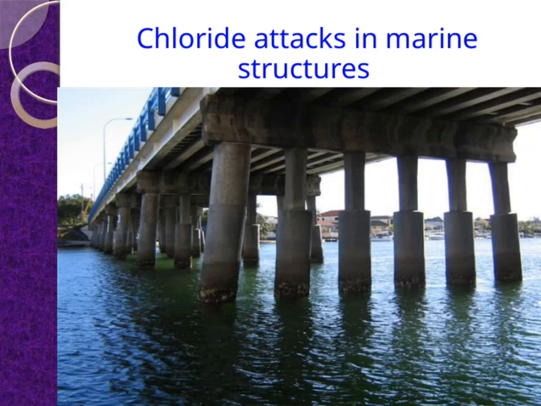Now, let's talk about chloride attacks in marine structures. As many of you know, seawater is highly aggressive due to its chloride content, which can pose serious challenges for the durability of these structures. Chlorides tend to penetrate the concrete and reach the reinforcement, leading to corrosion over time. This process weakens the structural integrity and can result in costly repairs or even failures if not properly managed. The key point here is understanding how chloride ions infiltrate the concrete, especially through cracks or porous zones, and how they accelerate corrosion of the embedded steel.